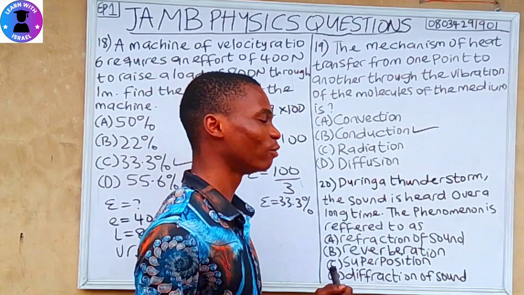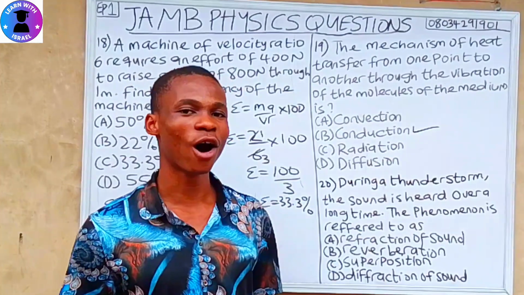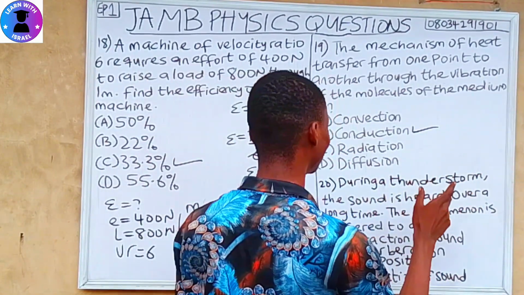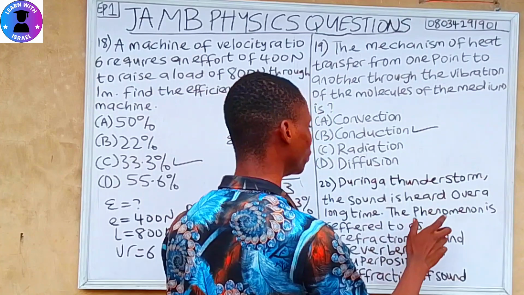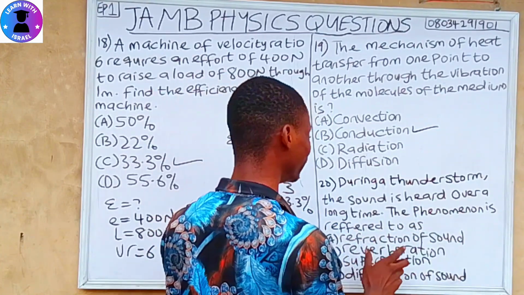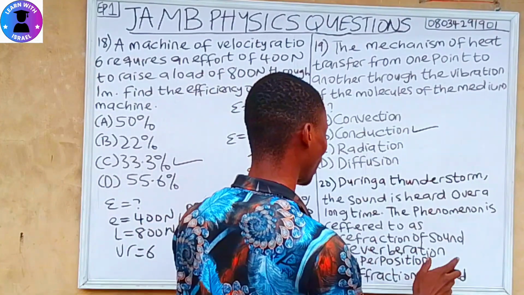Question 20, which is the last question for episode 1 on physics. During a thunderstorm, the sound is heard over a long time. The phenomenon is referred to as A, refraction of sound, B, reverberation, C, superposition, D, diffraction of sound.